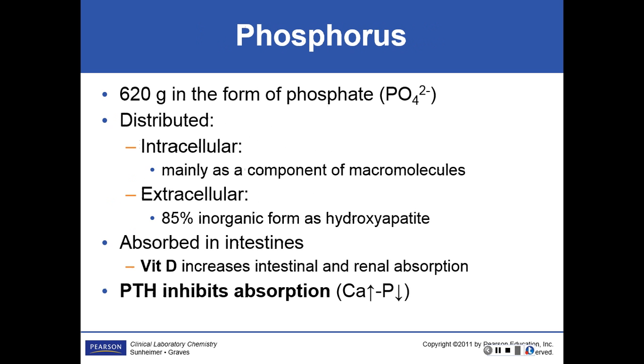Phosphorus is in the form of phosphate, and it is intracellular and extracellular. It's absorbed in the intestines. Vitamin D increases your intestinal and renal absorption. Parathyroid hormone will act upon the absorption of these areas. There again, it's opposite of calcium. So when we have an elevated calcium, phosphorus is not going to be absorbed as much.